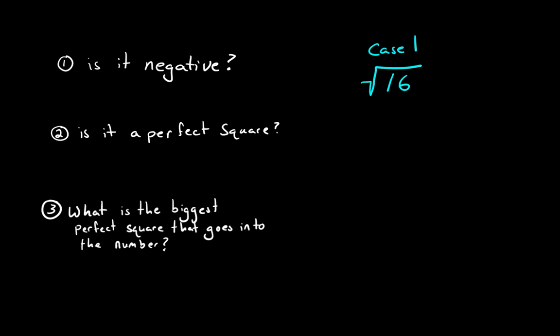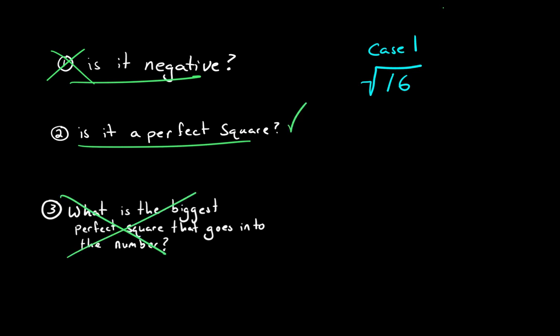The first case is if it's something like this where it's just a perfect square. We're still going to check, is it negative? This one is not negative, so no. The second thing we'll check is, is it a perfect square? Yes, it is. So we don't have to do the last question. Since it's already a perfect square, we just square root it. The square root of 16 is 4.